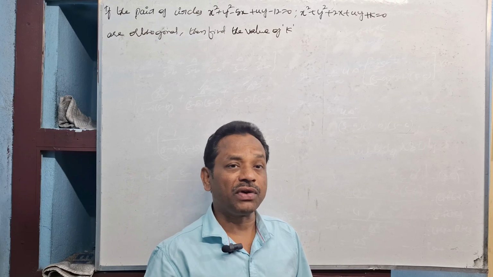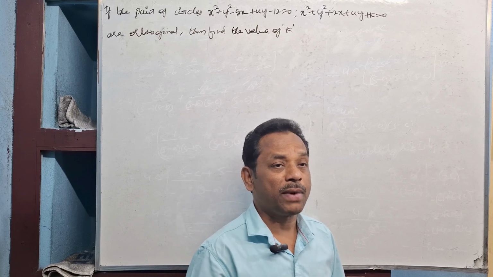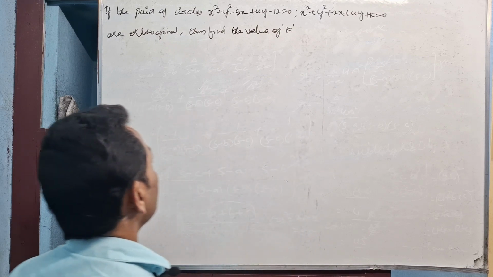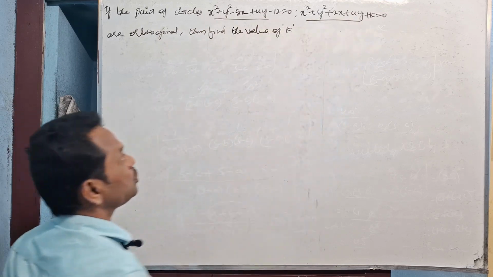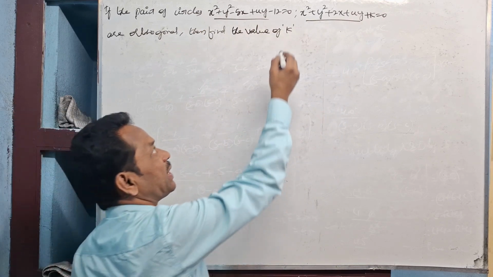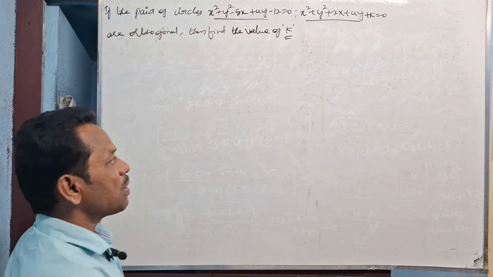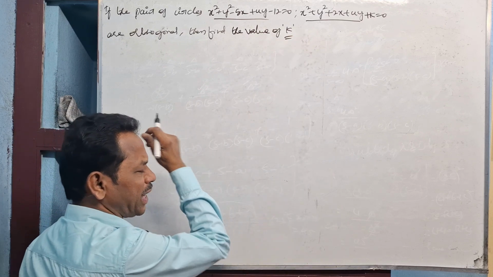So in this session we will continue with the most important 2 marks questions. Now here, given that the two circles are orthogonal to each other, we need to find the value of k. Suppose, bachcho, let's make a note of this.